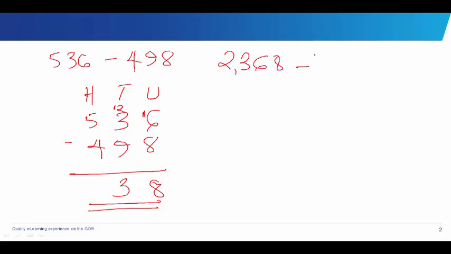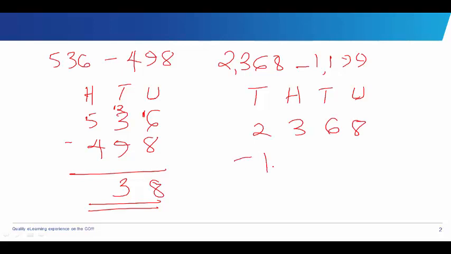2,368 minus 1,199. This time around, we have thousands, hundreds, tens, and units. 2,368 minus 1,199. 8 minus 9, it won't go, so we'll borrow 1 from this 6. Put it here, becomes 18. 18 minus 9 will give us 9. We have 5 left here.